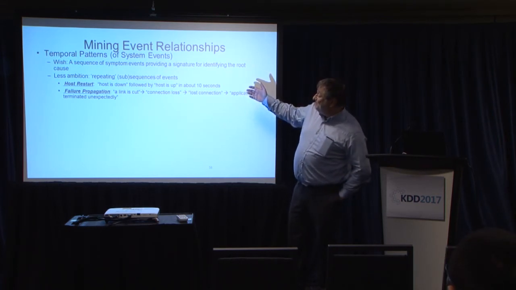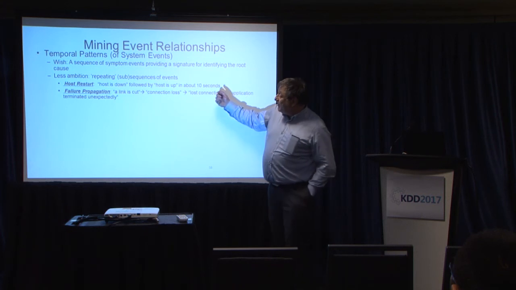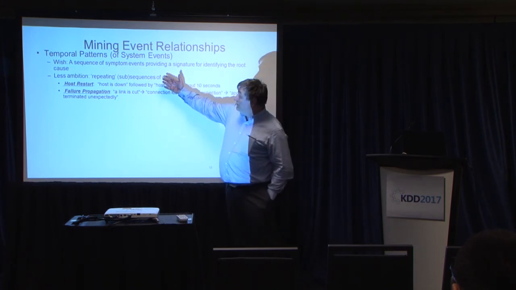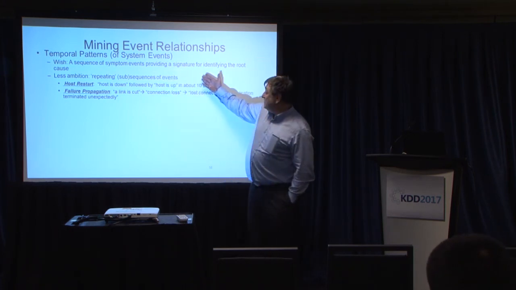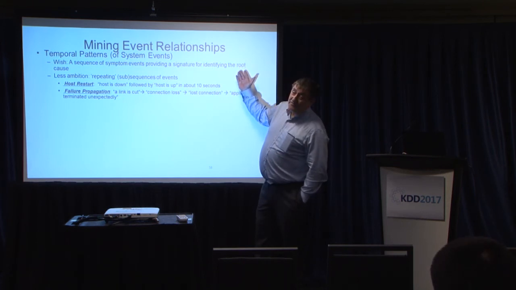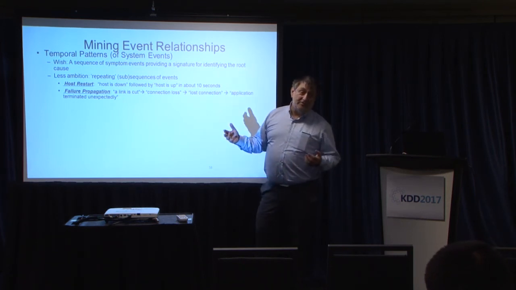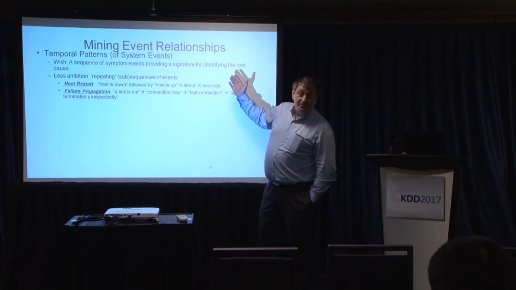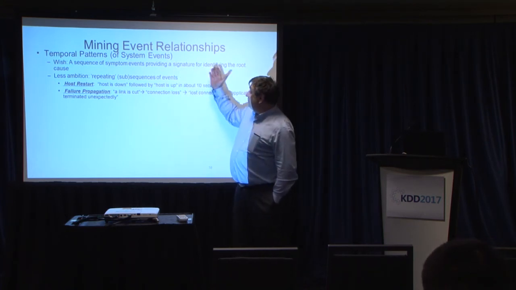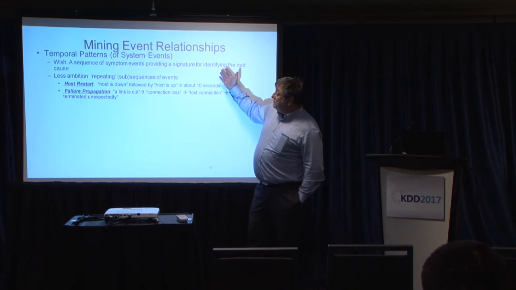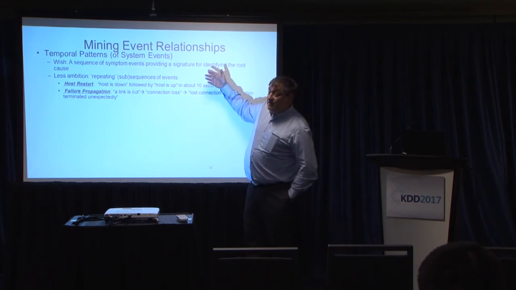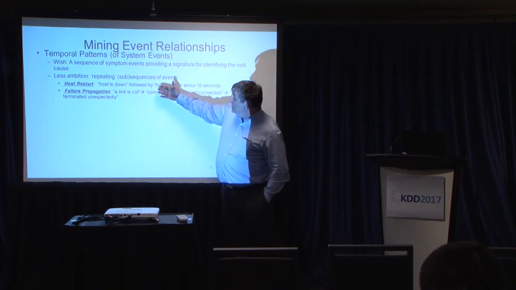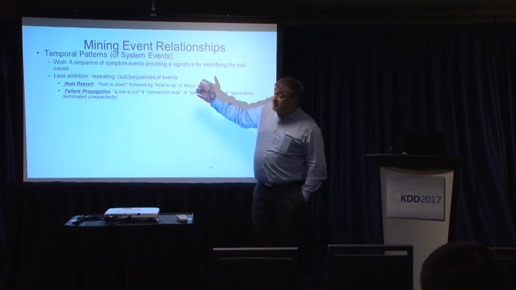Temporal patterns: ideally, we would like to look at what sequence of symptom events provides a signature and figure out what the root cause is. If you know there is a problem and you have symptomatic events, you would like to find the root cause. This kind of signature or pattern is our wish. It includes very specific, context-specific information. If you abstract a little bit, we are looking for repeating subsequences of events.